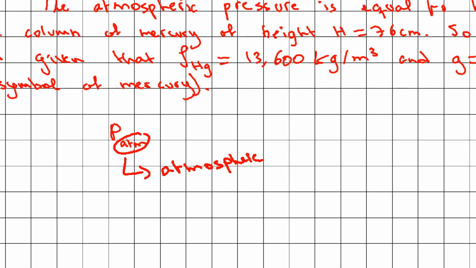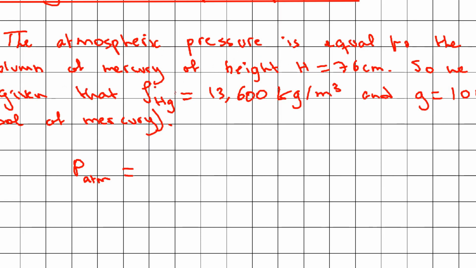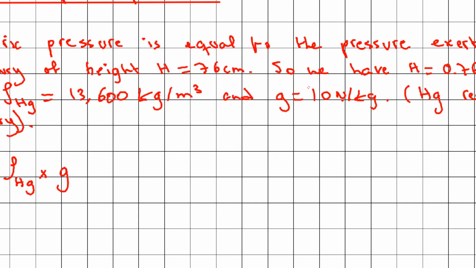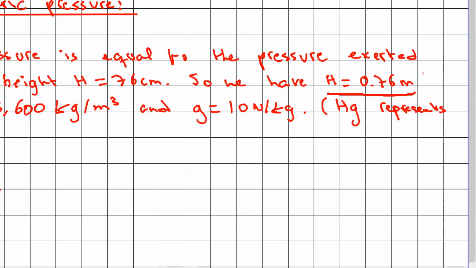So P ATM represents the atmospheric pressure. It is equal to the density of the liquid. Here the density of the liquid is given by mercury, because as we have said from its definition, the atmospheric pressure is equal to the pressure exerted by a column of mercury. So the liquid here is mercury, times the value of G, which is here 10 Newton per kilogram, and the depth at which we are calculating this pressure, which is this height, denoted by capital H.